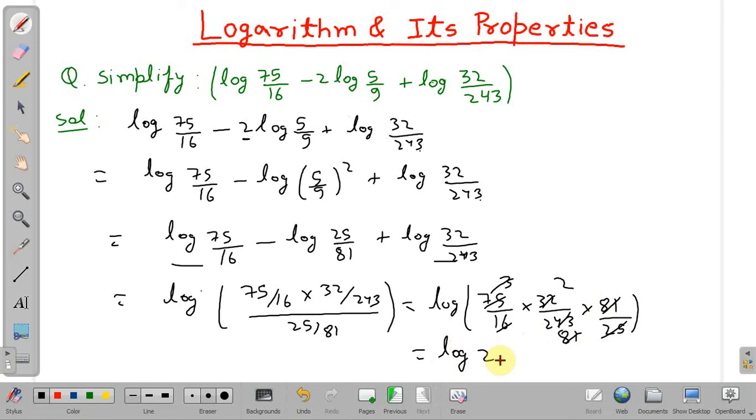Okay friends, in this lecture we have discussed logarithm and its properties, and we have solved problems on the basis of our discussion.